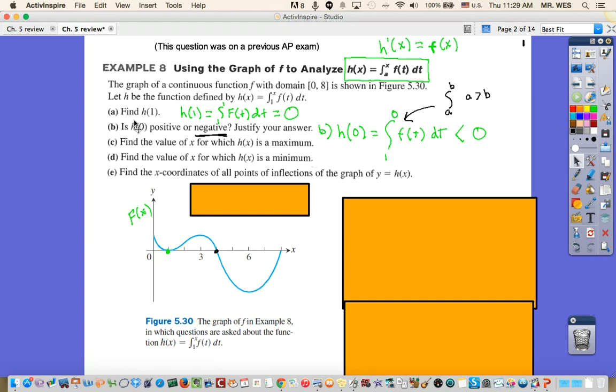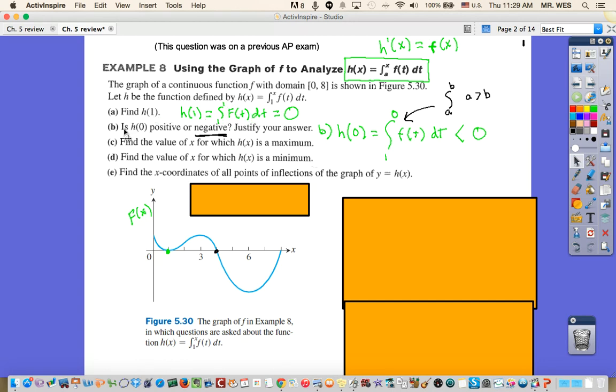So when we say let's find h of 1, well, we don't know exactly what it is, but what we can do is we can use our integral rules and say let's put in 1 for x, and we know that h of x is 1 to x. So when I put in 1 to 1, this whole thing becomes 0.